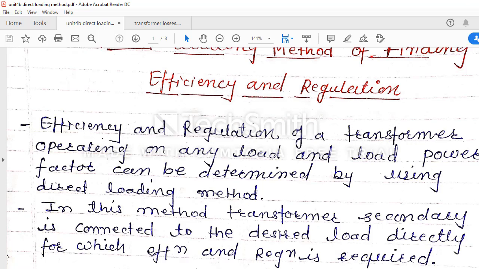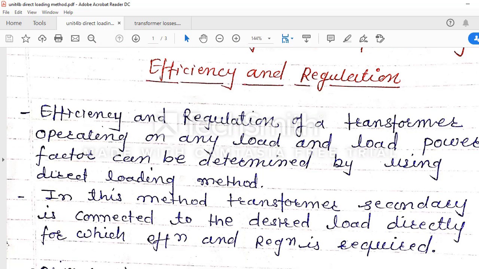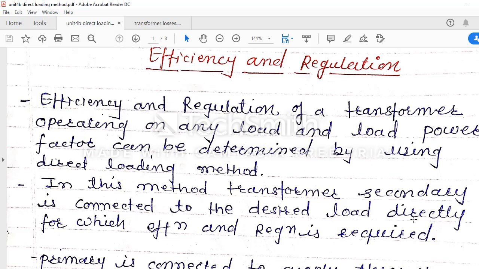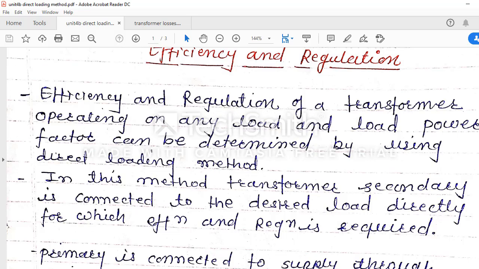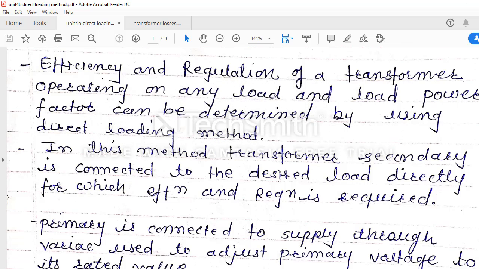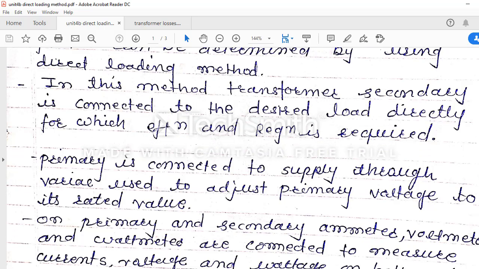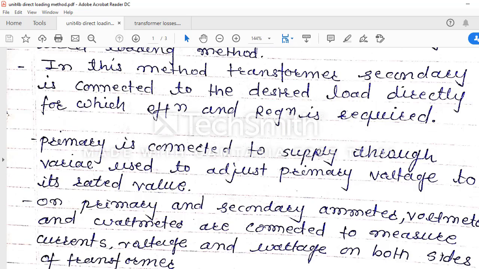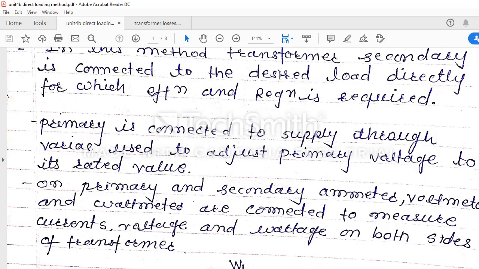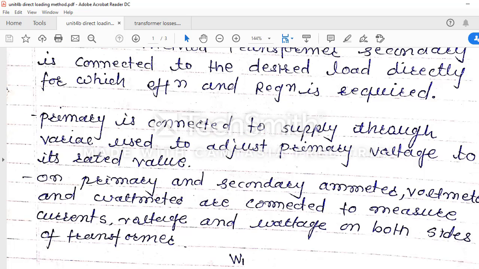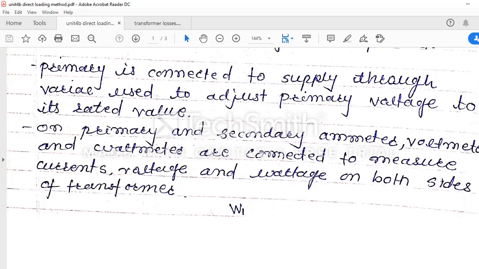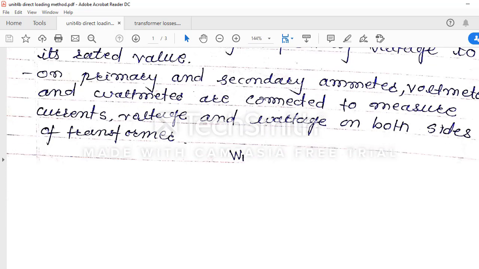Now, in this method, the transformer secondary is connected directly to the desired load, for which efficiency and regulation are required. Next, the primary is connected to the supply through a variac, used to adjust the primary voltage to its rated value. On the primary and secondary, an ammeter, voltmeter and wattmeter are connected to measure current, voltage and wattage on both sides of the transformer. This is the experimental setup for the direct loading method.